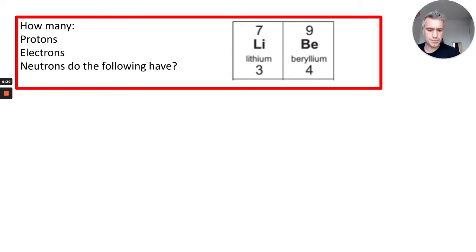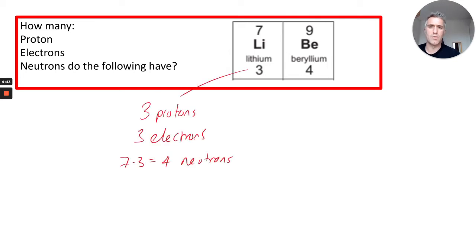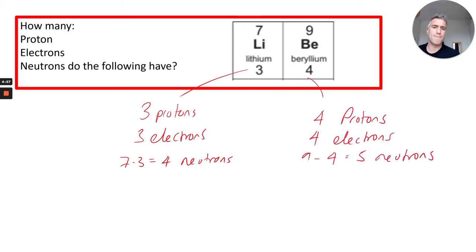Are you done? Let's check your answers. So for lithium, the 3 means it has 3 protons. The 3 also means it has 3 electrons. And then to do the maths, 7, the big number, minus 3 tells us we have 4 neutrons. If you go to the other one, beryllium, 4 protons. The number 4 tells us 4 protons, which means it also has 4 electrons. And 9 minus 4 equals 5. Quick maths. 5 neutrons.